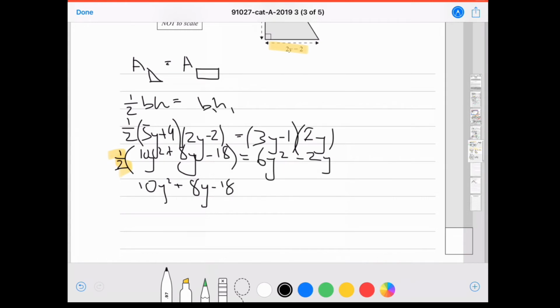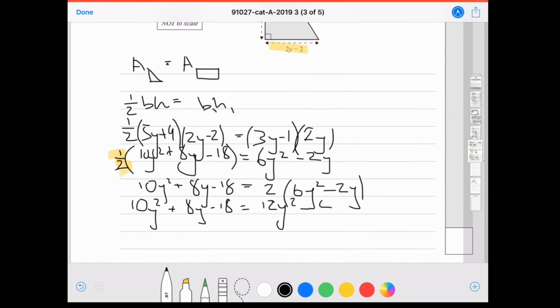And if we've got half on the left hand side, we're going to multiply by 2 on the right hand side in order to cancel out. So 2, 6y squared minus 2y. And this is in brackets. So let's keep going. 10y squared plus 8y minus 18 equals 2 times 6y squared is 12y squared minus 4y.